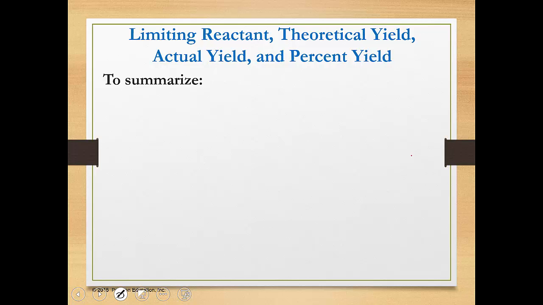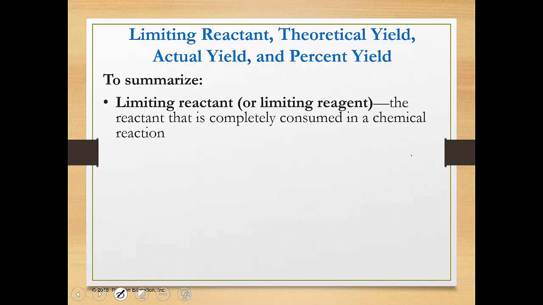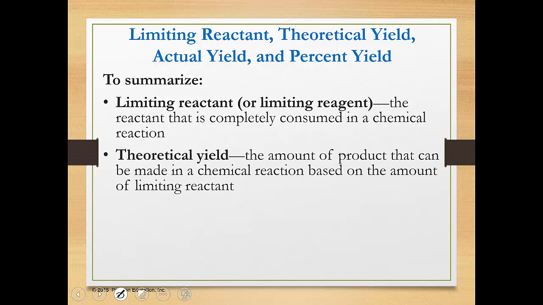Summarizing these topics: limiting reactant, theoretical yield, actual yield, and percent yield. The limiting reactant, or it may be called limiting reagent, is going to be the reactant that gets used up in the reaction. There's no more of it left. The others will be what we call the excess reactants. There will be leftovers of those.